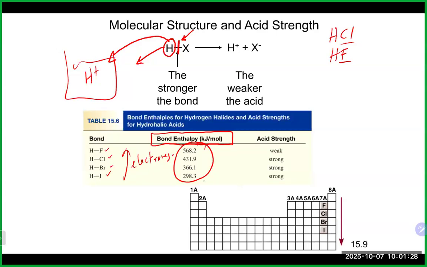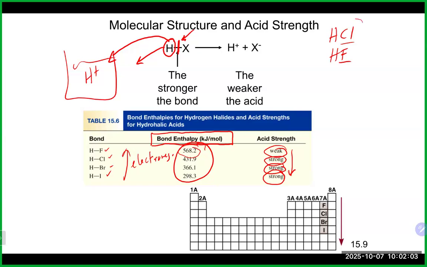So what we can see here is HI only takes 298 kilojoules of energy versus 568 for HF. And that means that HF is going to hang on to its hydrogen more than HI would. That's why acid strength increases as you go this way. It's much easier to remove that hydrogen from HI, and then HBr, and then HCl, and it's a lot harder to remove it from our fluorine. That's why out of all of those, HI is the strongest acid of that group.